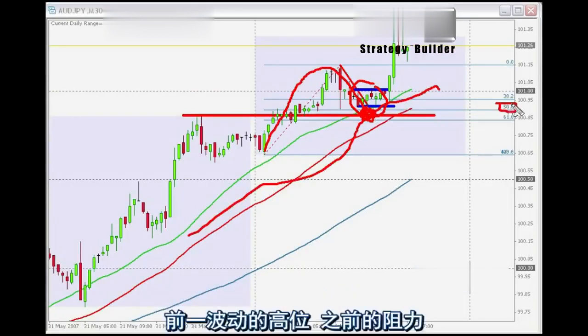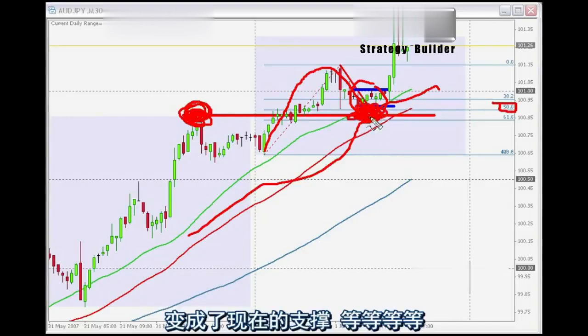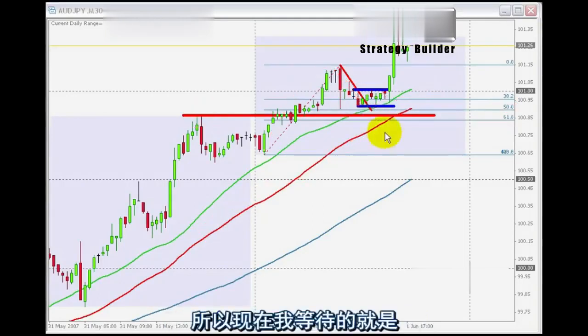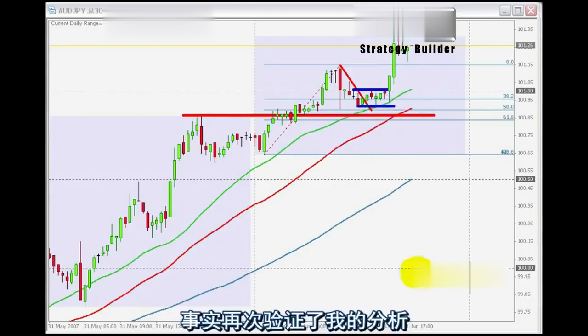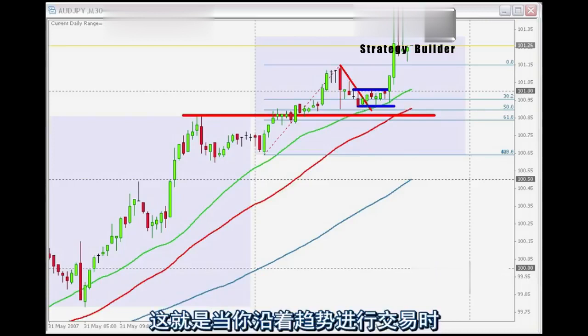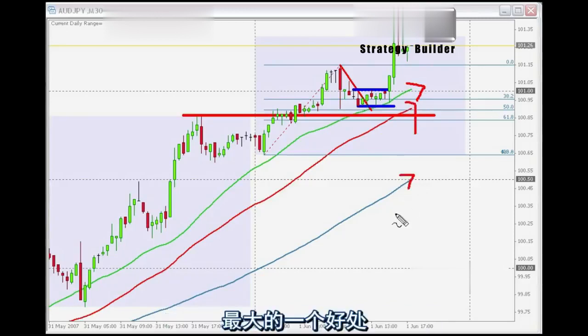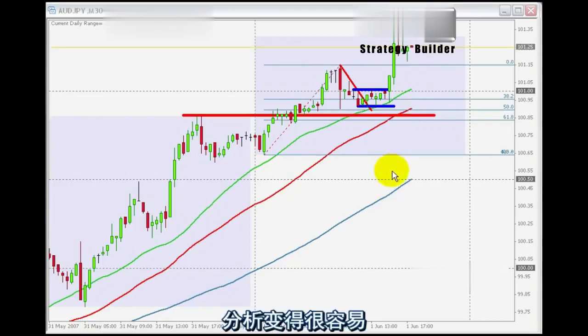Also the 50% Fibonacci level, the previous swing top working before as resistance, now as support, right there, etc. So what I was looking for was a move to the upside, right there. And once again, it's proven right. In this case, I was trading in the direction of the main trend, and this is what happens when you trade in the direction of the main trend. Things come much more easily.